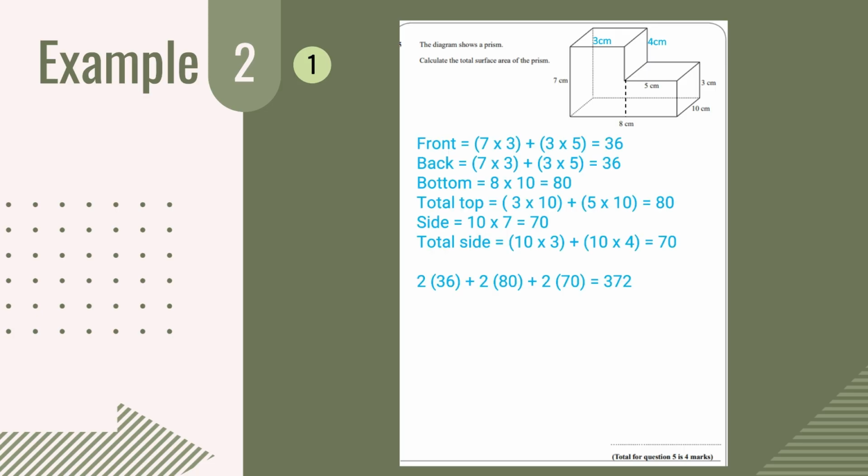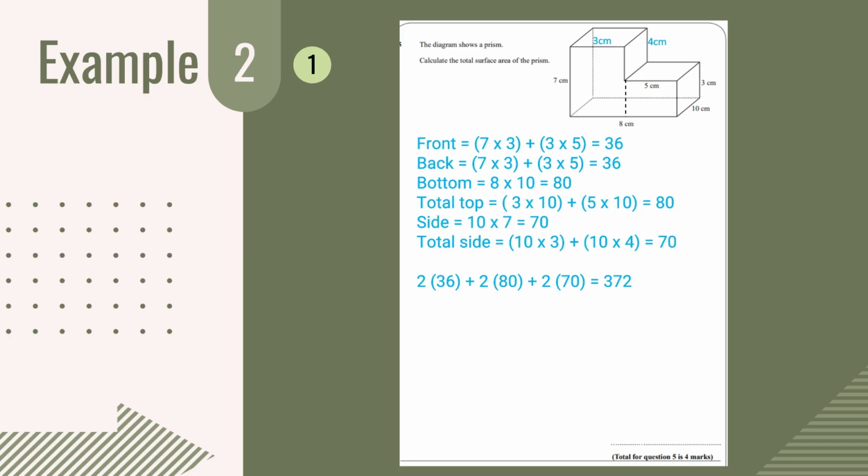So our front side would be 7 times 3 plus 3 times 5, which equals 36. And for the side at the back, it's obviously the same, because it is the opposite equal side. So that also equals 36. Our bottom side is 8 times 10, that rectangle, which equals 80. And our total top would equal 3 times 10 plus 5 times 10, which will equal 80.